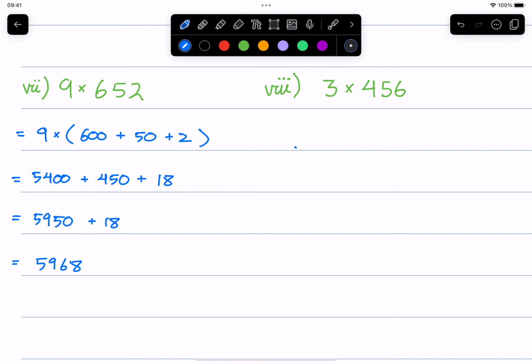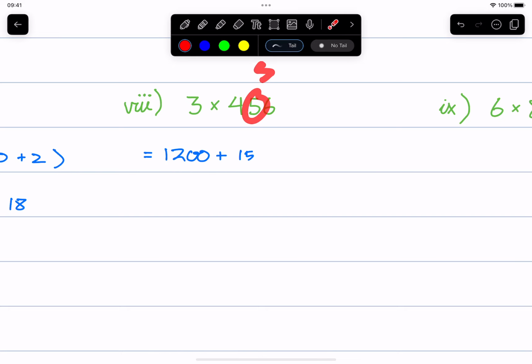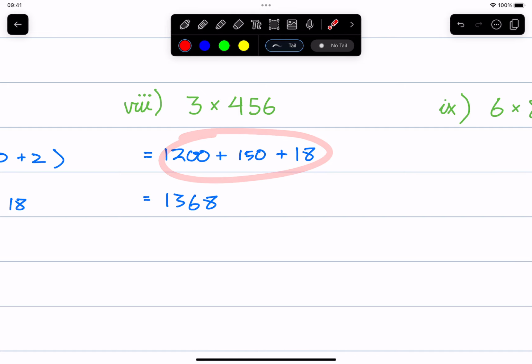That's going to become 3 times 4 is 12, but that 4 is 400, so there's 2 zeros. 3 times 5 is 15, but that 5 is a 50, so we need to add 1 zero. And 3 times 6 is 18. And of course, with even more practice, we can do this step in one go as well. So this is going to be 1, 3, 6, 8. Adding all of these in one go.